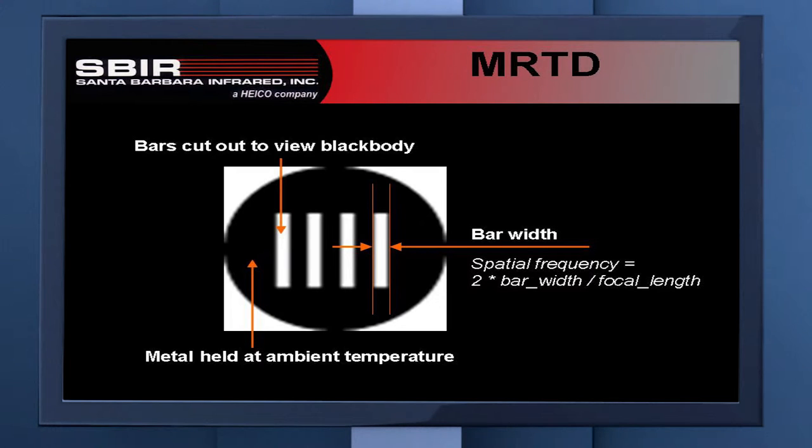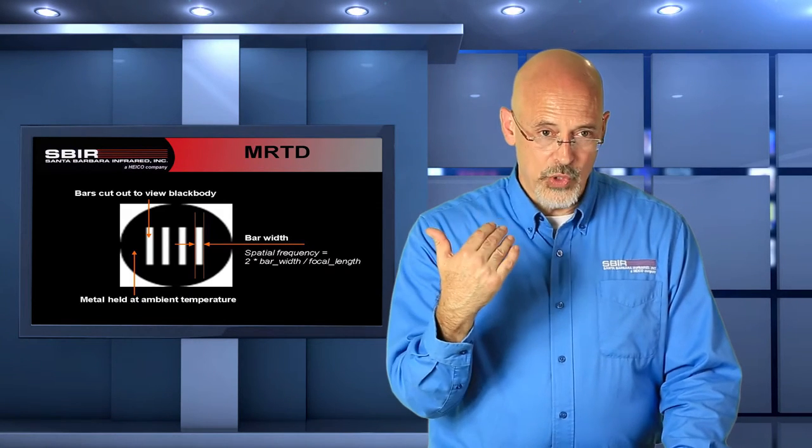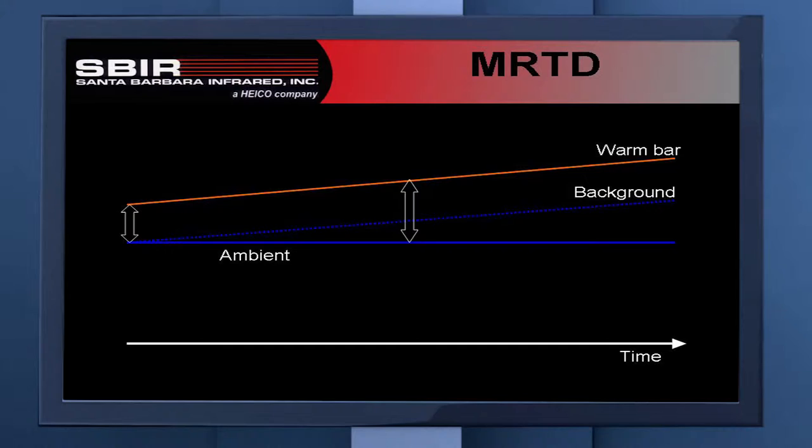So we can determine spatial frequency on that four bar. Now, what I've described before is referred to as an emissive target. In other words, we've got the temperature of the target based on the ambient, and we are looking through at the blackbody behind it.